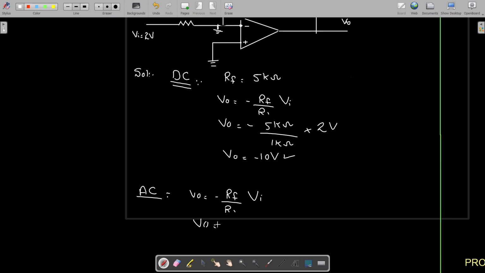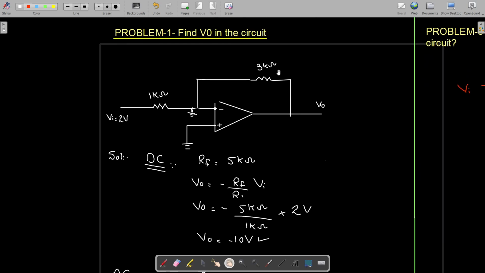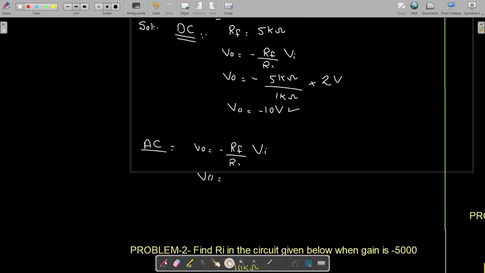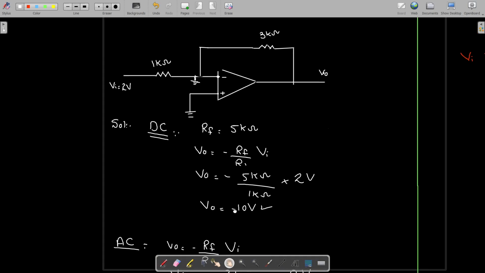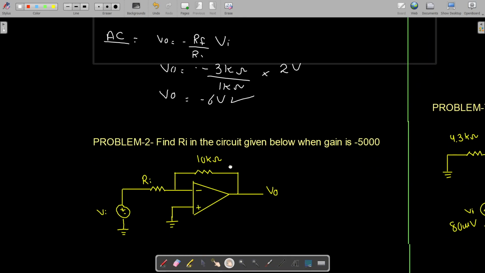So V0 is equal to, now this RF is your 3 kilo ohm. I can simply put values: minus 3 kilo ohm divided by 1 kilo ohm multiplied by the Vi, which is 2 volt. So this comes out to be minus 6 volt. So this is your answer for both the cases, for the DC case as well as for the AC case.